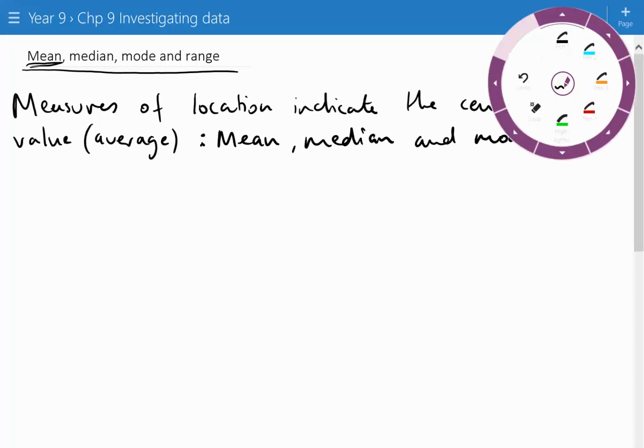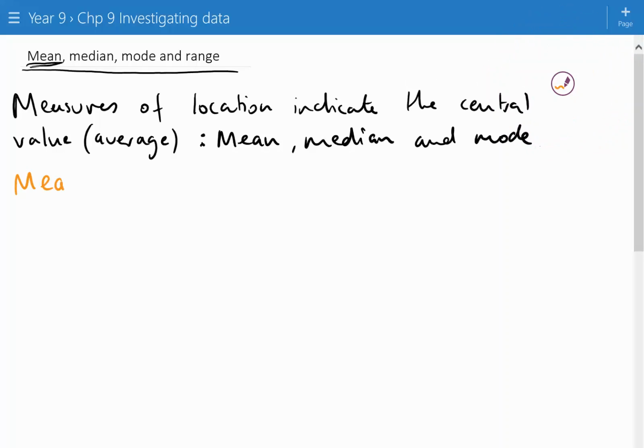So let's have a look here at the mean. The mean is the most common type of average. And the way I remember it is, if someone is mean to you, they're a pretty average person. The mean is where we add all the scores up and divide by how many scores there are. So it's the sum of scores divided by the number of scores.